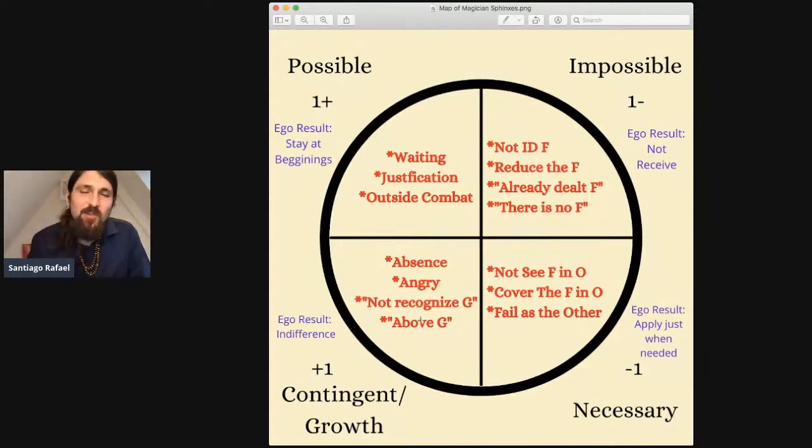And the last one is to believe that we are above growth. This is like, I already was at that level. I am above. I'm beyond the level where I need to grow. So you don't grow because you think that you are above. So those are some tricky dynamics of the ego.